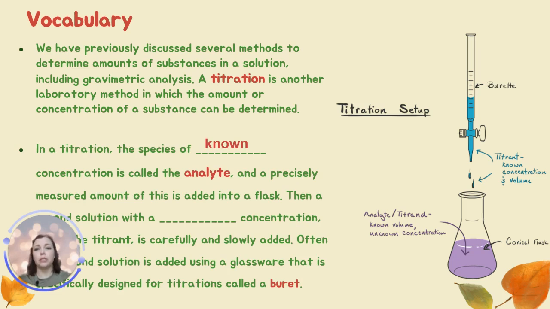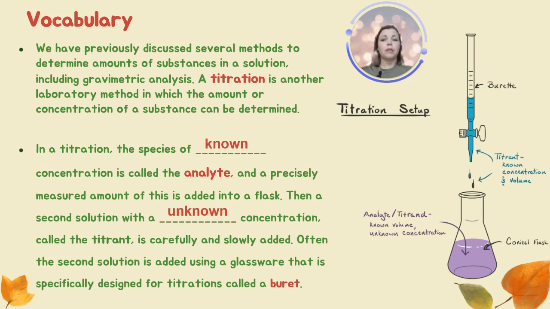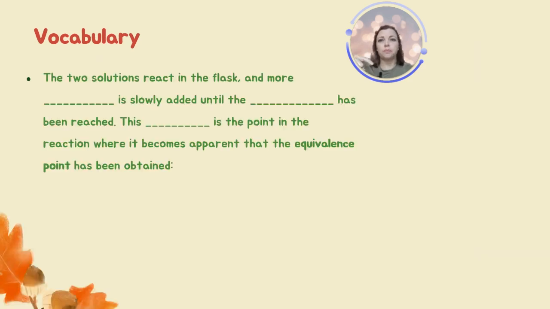So in a titration, the species of known concentration is called the titrant. A precisely measured amount of this is added into the flask. And then the second solution with an unknown concentration is called the analyte. And so then the titrant is carefully and slowly added, and we usually add it with the burette. Sometimes you see a dropwise titration where you might use specific amounts, like aliquots, and then you would use a pipette at the end. But we'll talk about that a little bit more as we move forward.